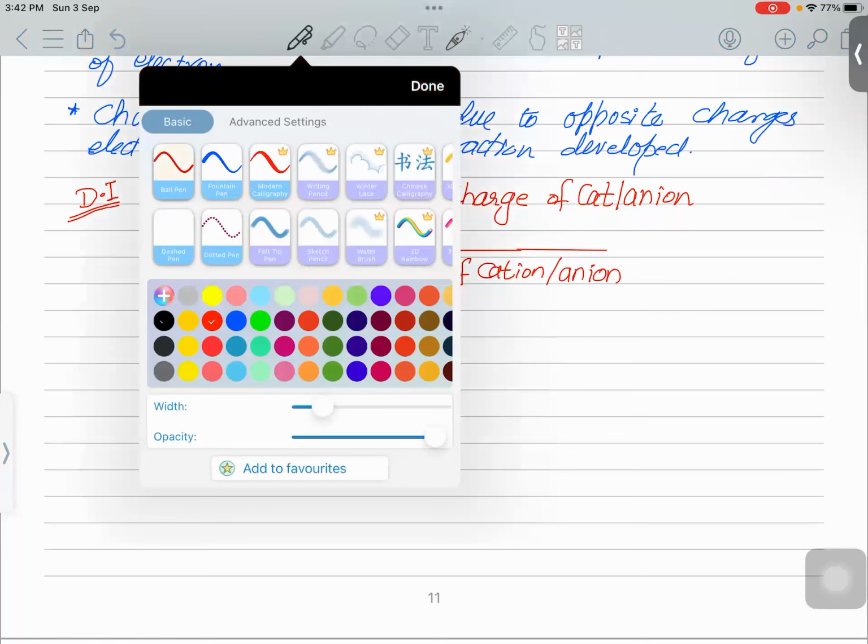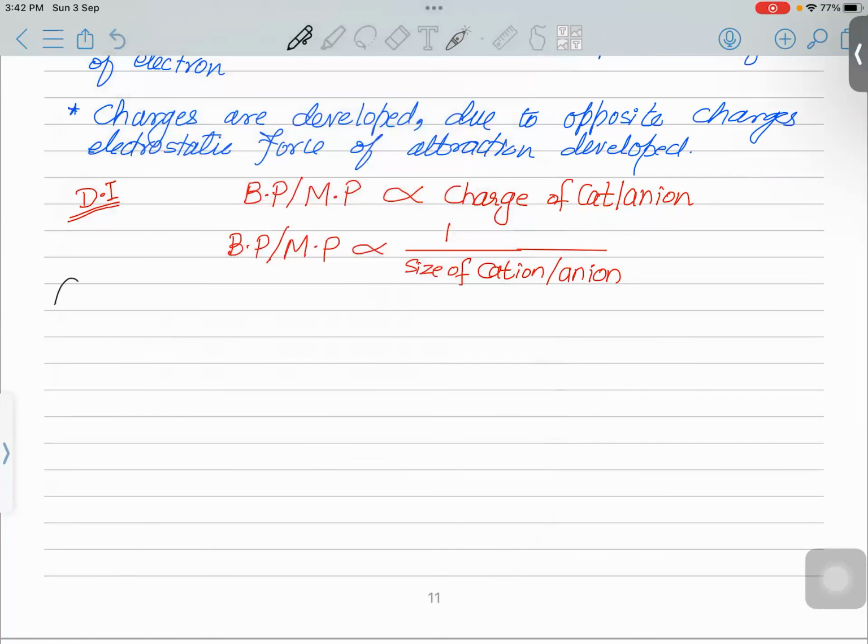Now, first question. Compare the boiling or melting point of the following.